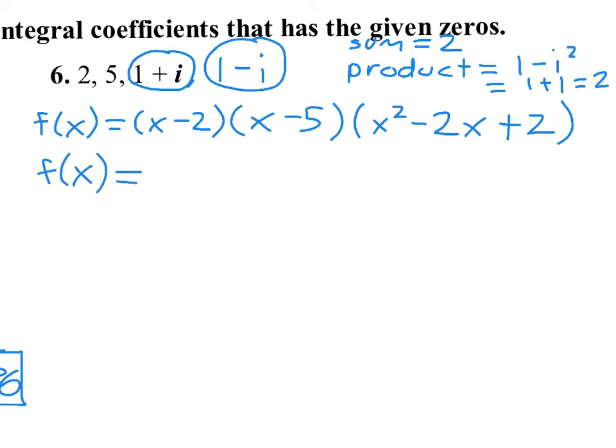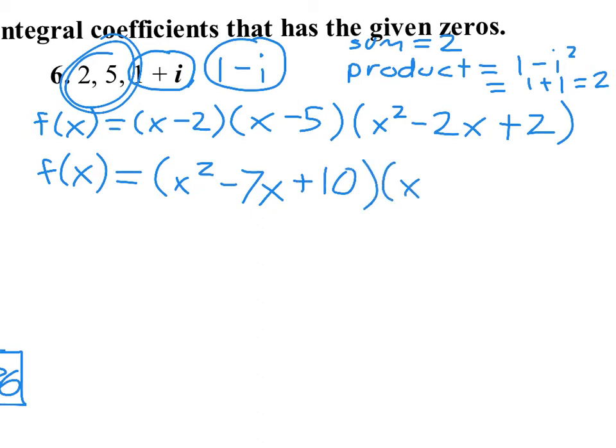So I can actually do the shortcut on these two as well. x squared minus the sum of 2 and 5, which is 7, times x, plus the product. So now we're going to multiply the two trinomials together. If I'm doing a trinomial times a trinomial, that'll give me 9 terms, but some of them will be able to be combined.